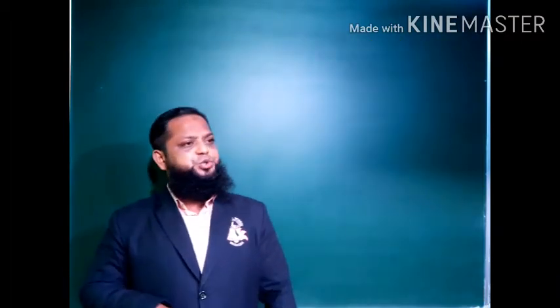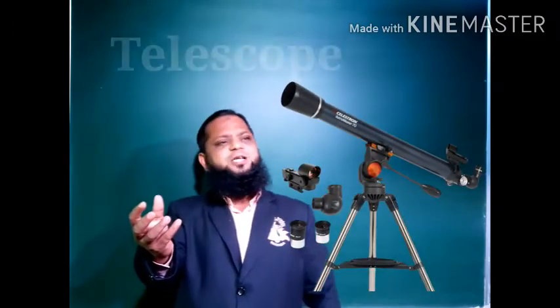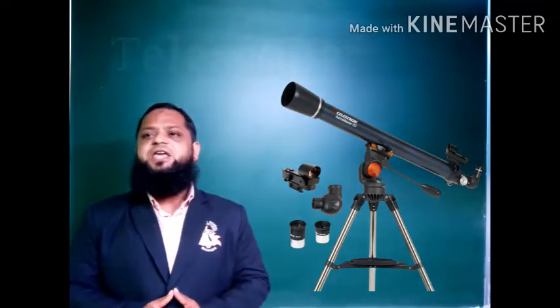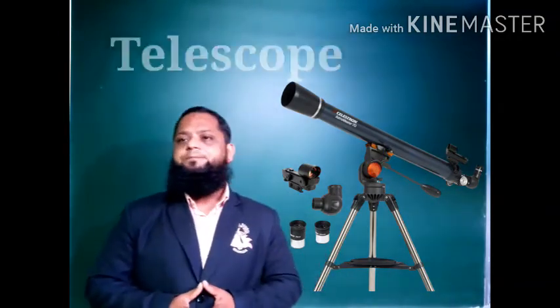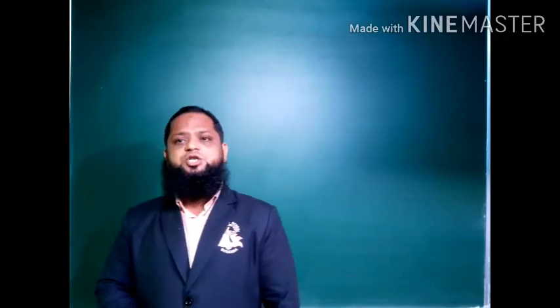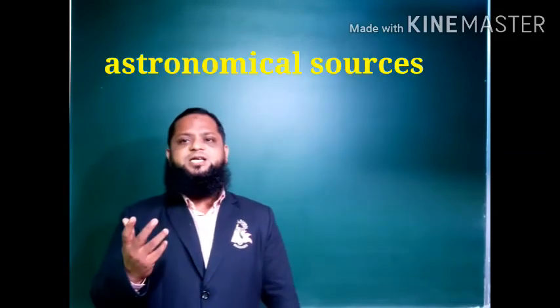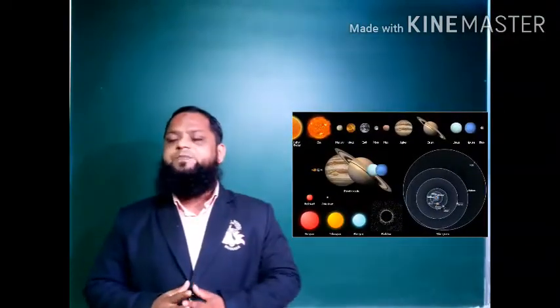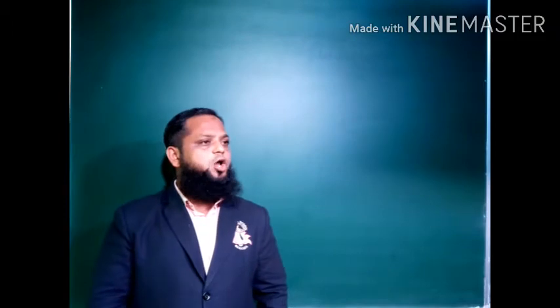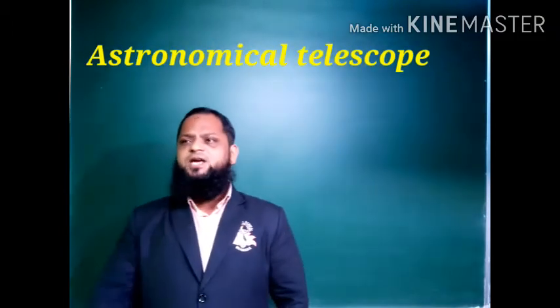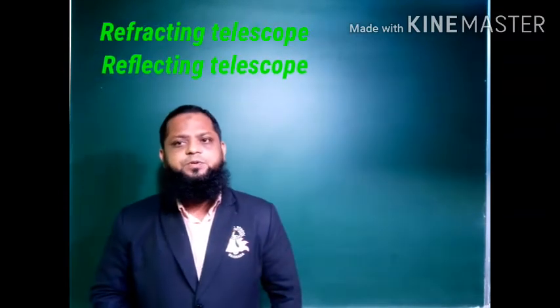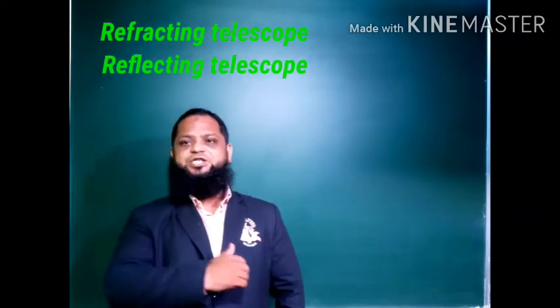Convex lens is also used in telescope. Telescope is used to see distant objects clearly in their magnified form. The telescopes used to observe astronomical sources like the stars and planets are called the astronomical telescope. There are two types: refracting telescope and reflecting telescope.